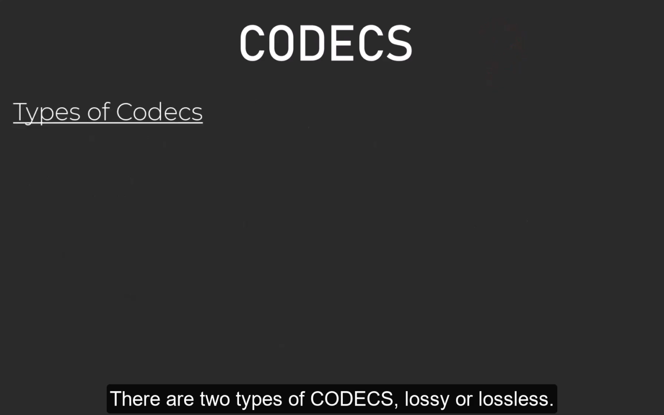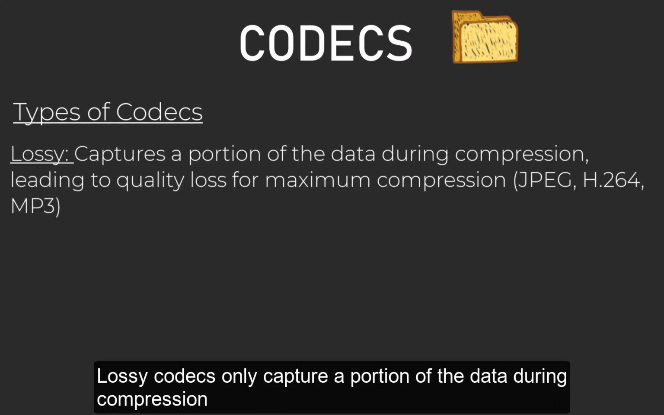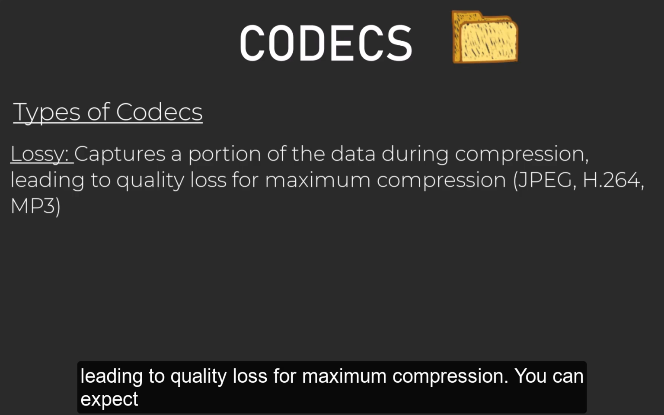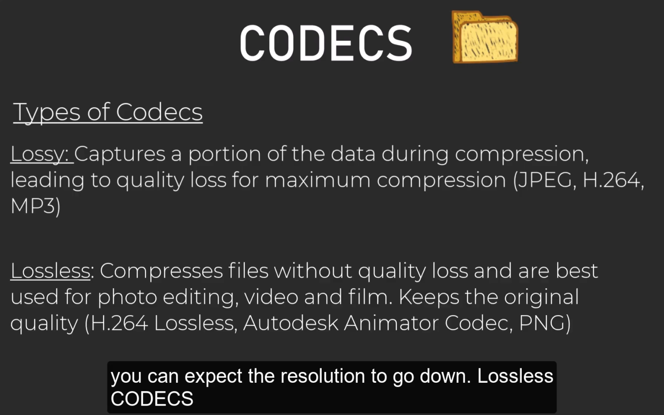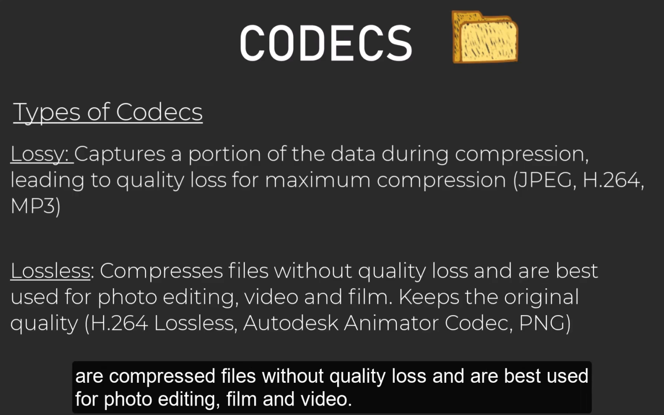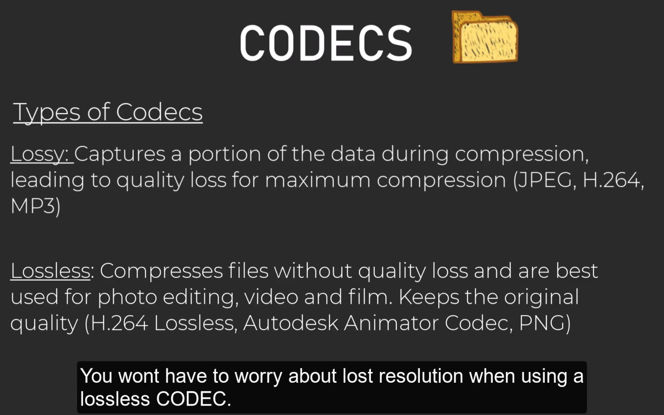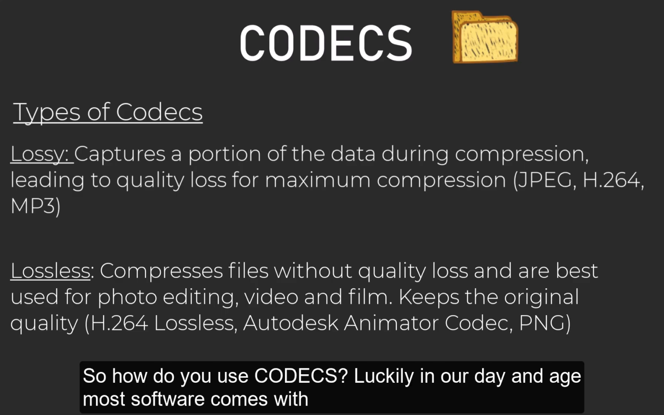There are two types of codecs. There's lossy and lossless. Lossy codecs only capture a portion of the data during compression, leading to quality loss for maximum compression. You can expect the resolution to go down. Lossless codecs are compressed files without quality loss and are best used for photo editing, film, and video. You won't have to worry about loss of resolution when using a lossless codec.